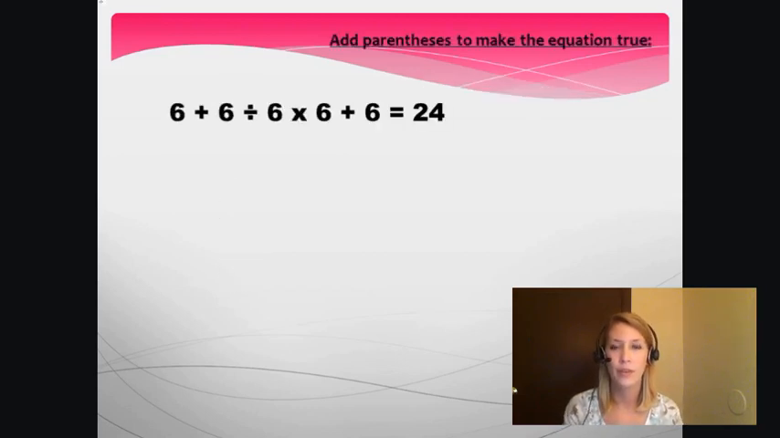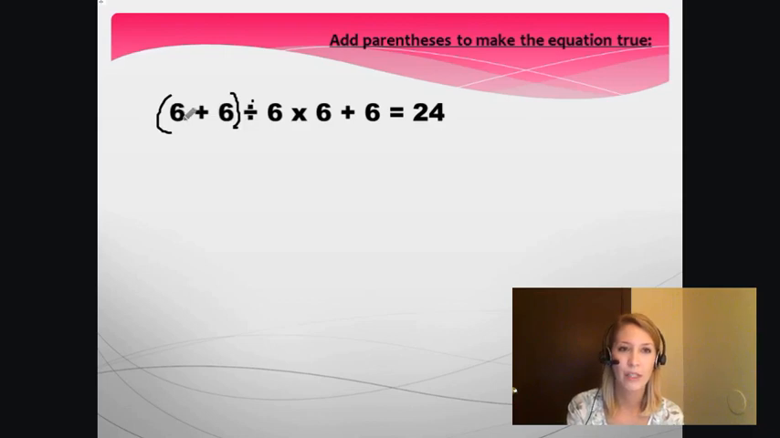Now we're going to work with an equation, and we're going to have to think really hard about this one. We have to add parentheses to make this equation true. So we have a bunch of operations. We have addition, division, multiplication, and addition again is equal to 24. Now we have to add parentheses into this equation to make it true that it equals 24. So let's go ahead and see here.